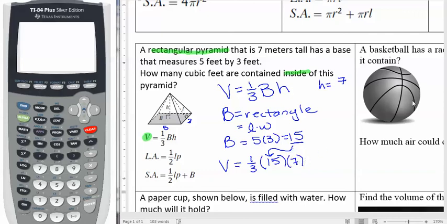So when I plug this into my calculator, and don't forget the trick of second alpha, because I can plug in that 1/3 awfully nice, and a whole bunch of other stuff too later. My big B is 15. And my height was 7. So when I get that, what do I get? 35. So the volume of this is 35. And I have to look back at my units. They're in feet. Don't forget this meters is wrong. So it's going to be feet cubed for my volume.